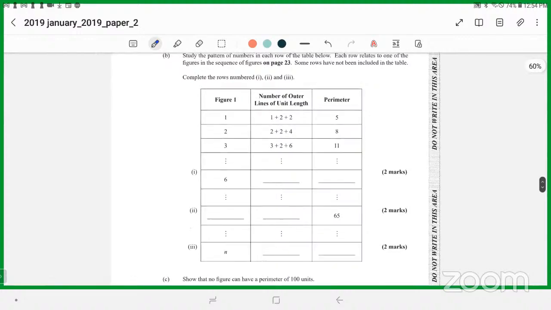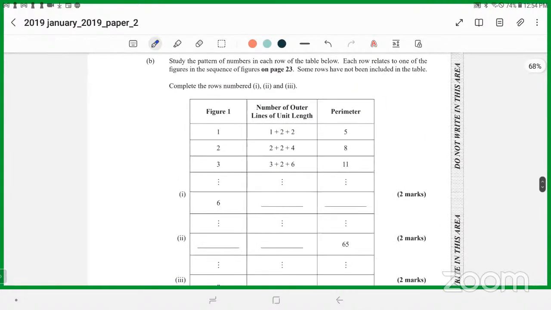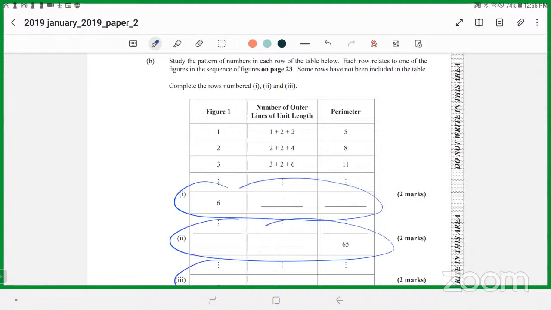This one now gives us this pattern. So study the pattern of numbers in each row. Each row relates to one of the figures in the sequence on page 23. Some rows have not been included in the table. Complete the rows numbered 1, 2, and 3. That's this row, and that row.